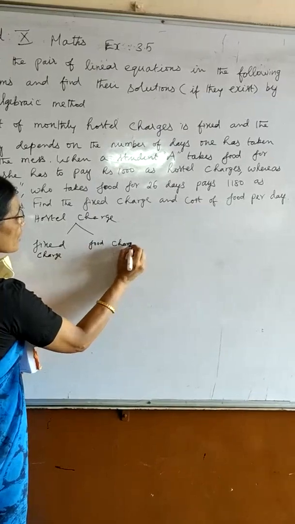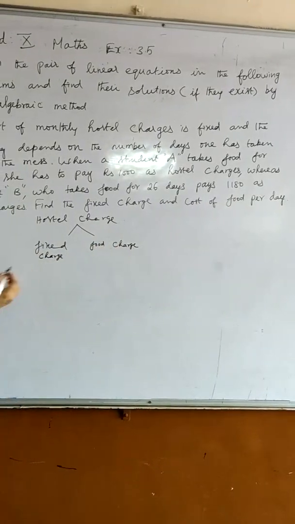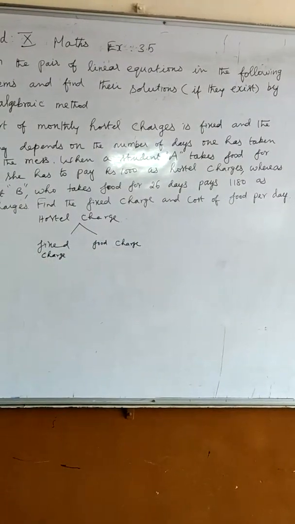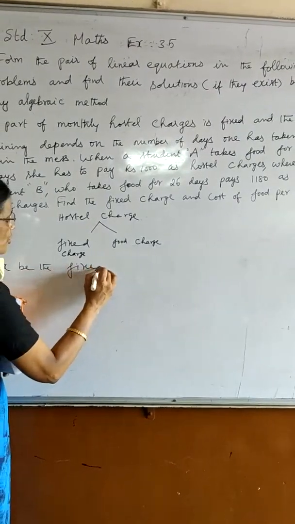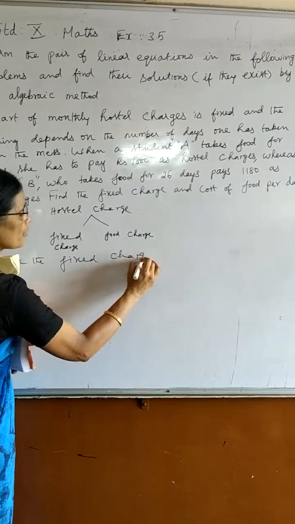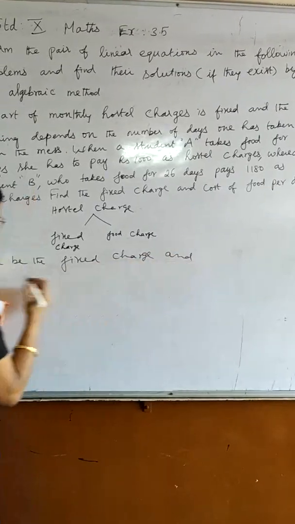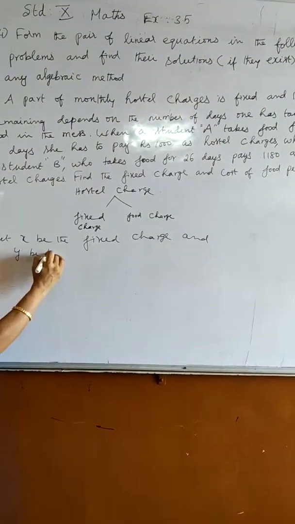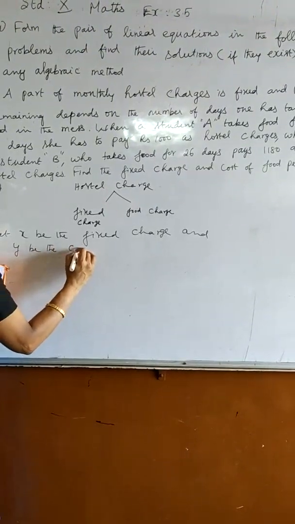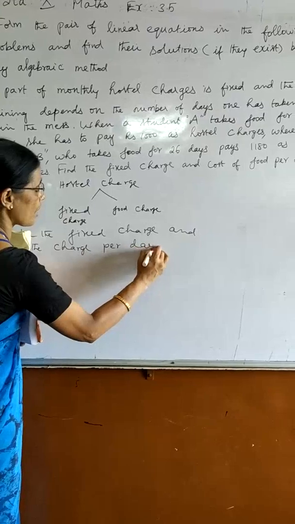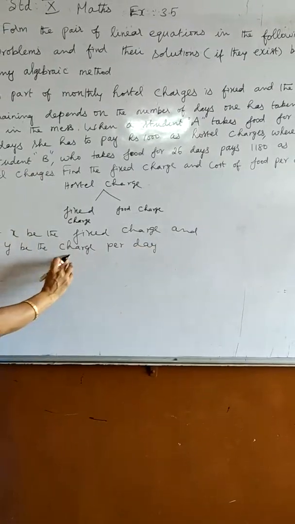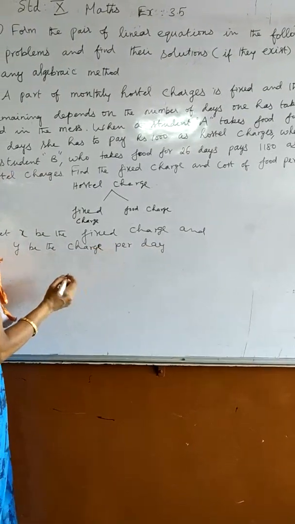So simply I have written here food charge. So what is x we are going to take? Let x be the fixed charge and y be the charge per day, or we say cost of food per day.